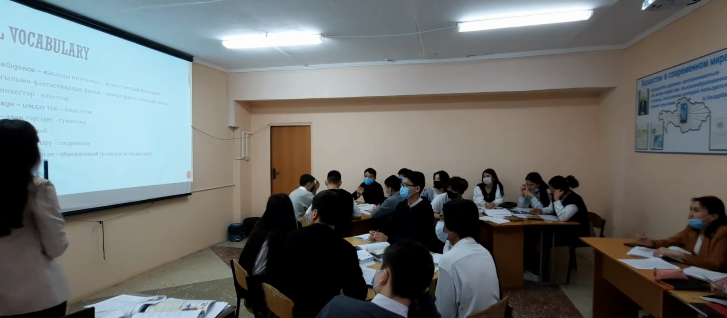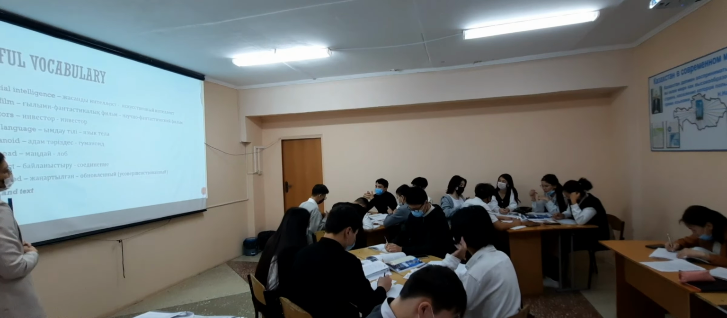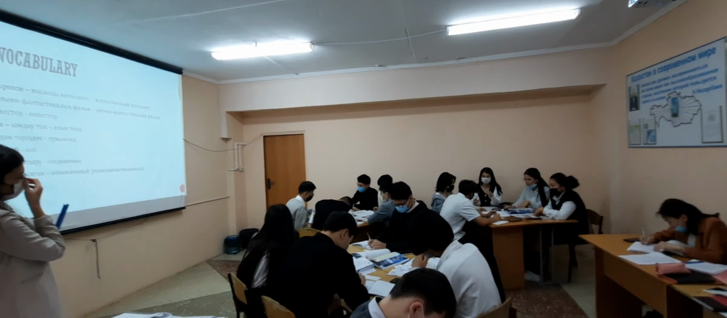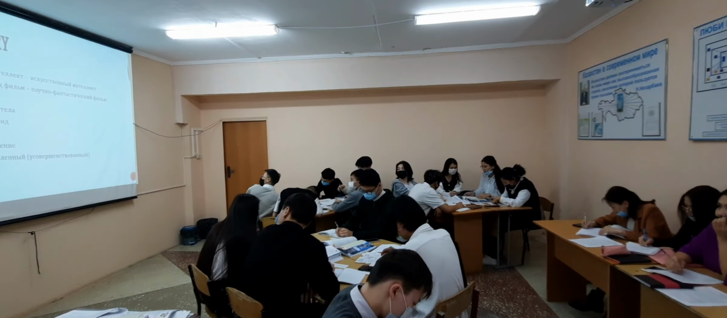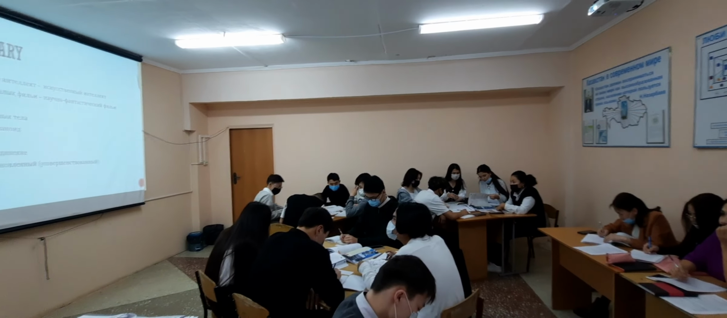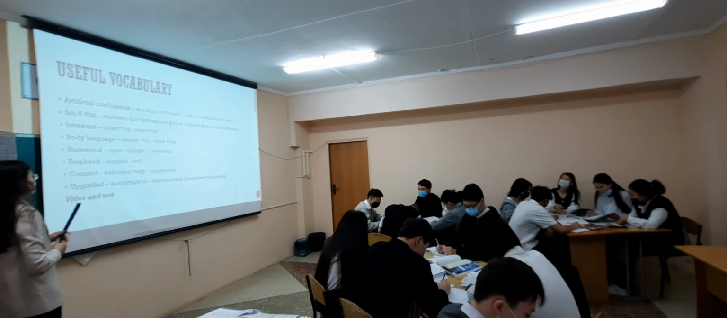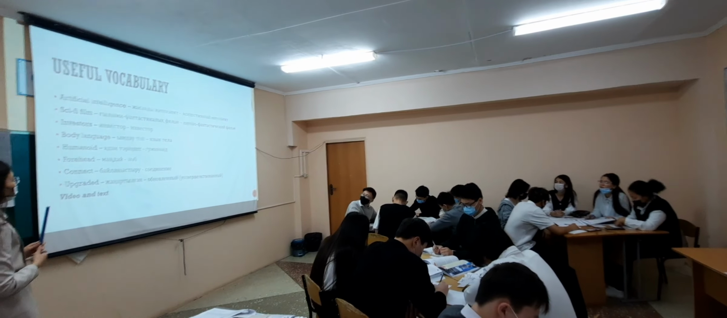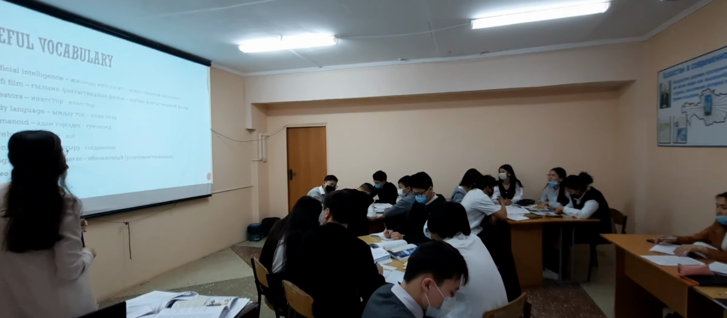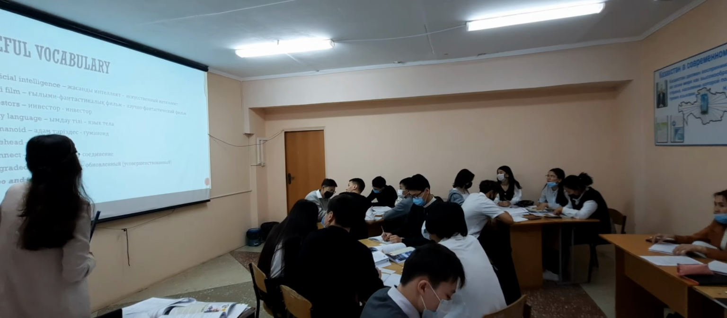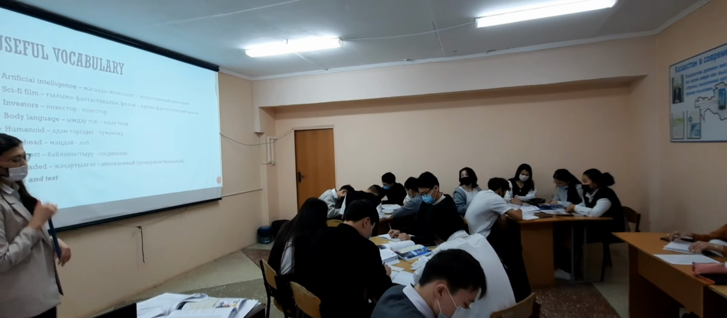So now you should write these new words in your copybook. The first word is artificial intelligence. Write down. The second is sci-fi film. Fantastical film. Investors, investor. Body language, undoubtedly. Humanoid. Forehead, маңдай, яғни ол не? Маңдай дегеніміз не? Connect, байланыстыру, and upgrade, жаңартылған. Жазып аламыз.